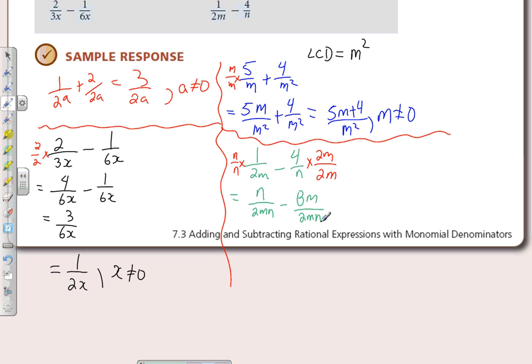And we can now just bring it together. n minus 8m over 2mn. And we can't cancel anything off because we've got a binomial. And we love binomials, so you have to cancel off binomials, sometimes monomials, but we can't just cancel off a term. Comma, m cannot be 0, and n cannot be 0.